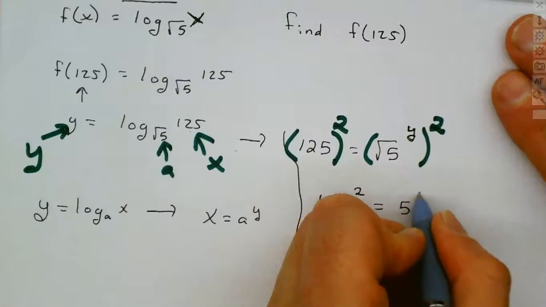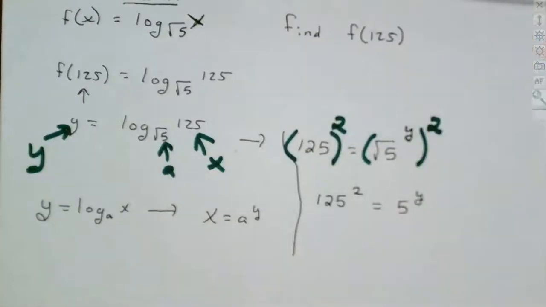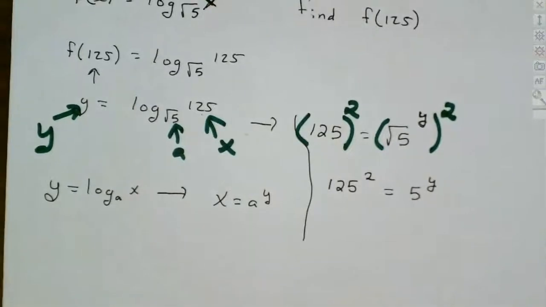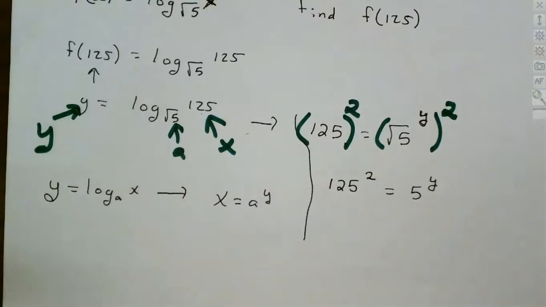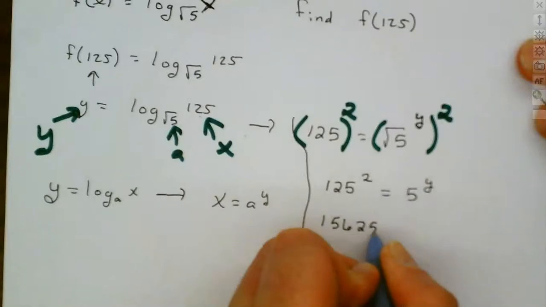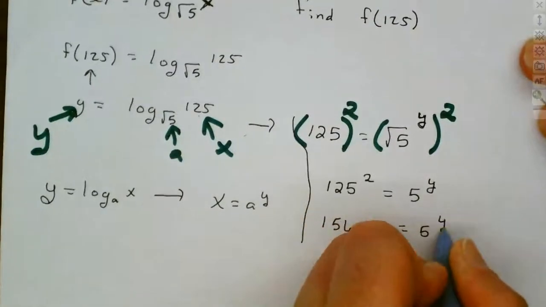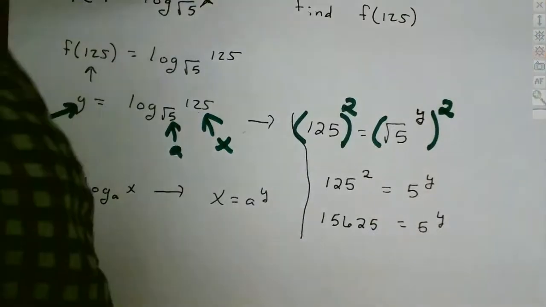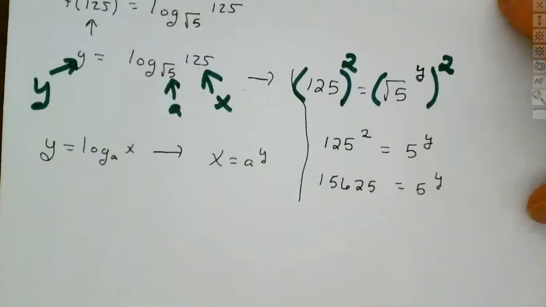So now we've got 125 squared equals 5 to the y. And what do we know about 125? 125 to the second power, 125 squared. We just work it out, and that gives you this. Now we should know what to do. We need to make sure that our bases are the same.